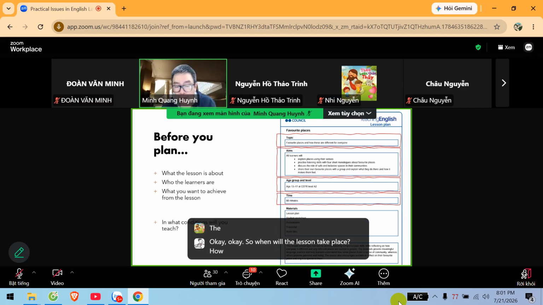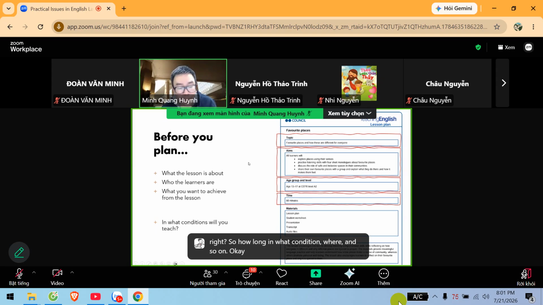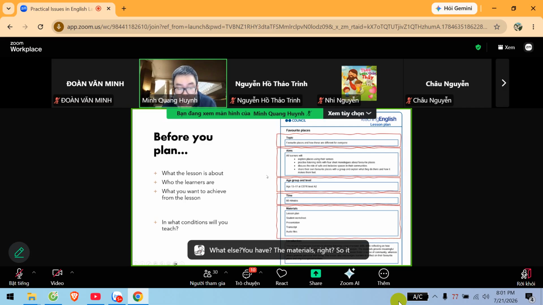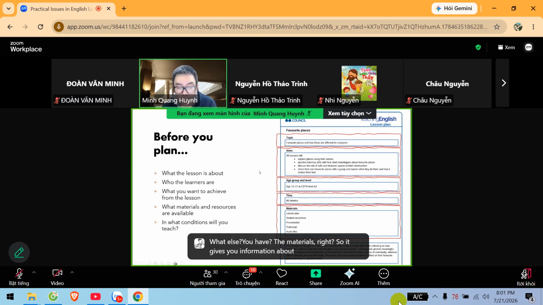Sometimes you can find more information: how long, in what conditions, where, and so on. What else? You have the materials. So it gives you information about what you need to prepare, what materials and resources are available or you need to bring in.